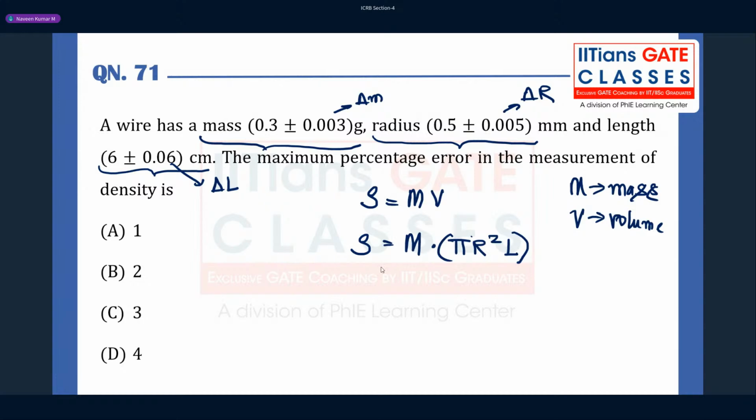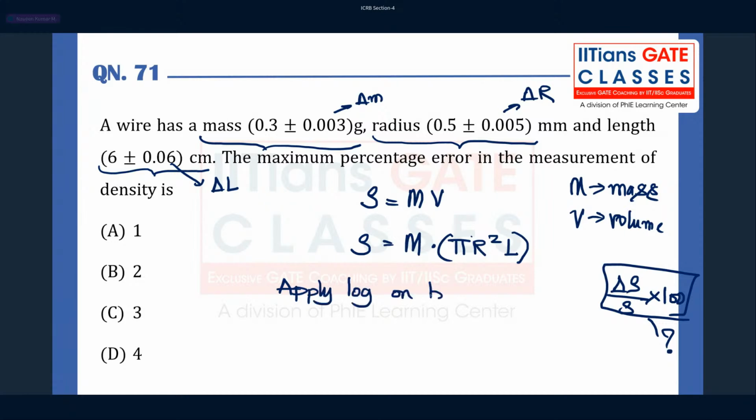Now they're asking the maximum percentage error. So what is maximum percentage error? It is nothing but the change in density over the original density. That is what they wanted. The change in density by the original density will give you the error, or final density minus initial density divided by the original density. So for that, we can directly apply logarithm on both sides, because they want delta rho by rho into 100. So apply log on both sides.